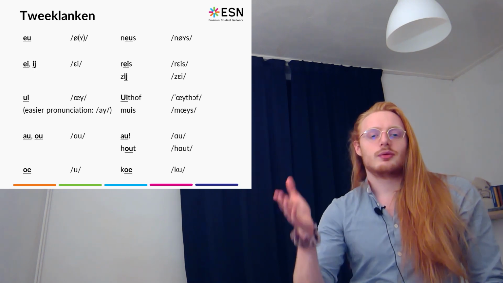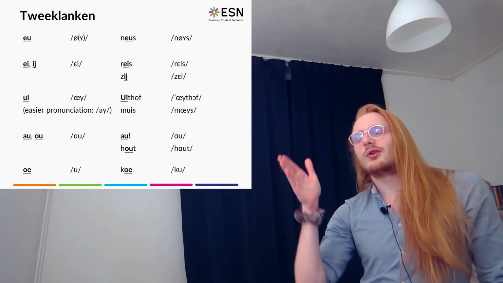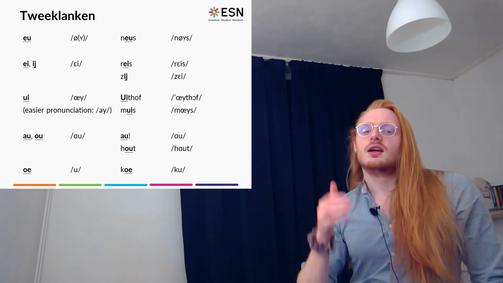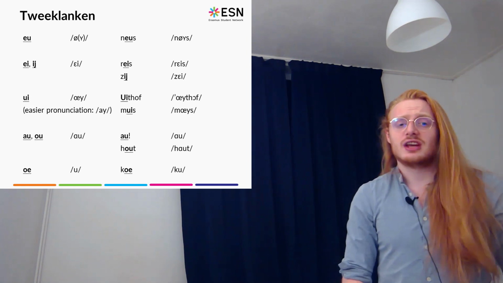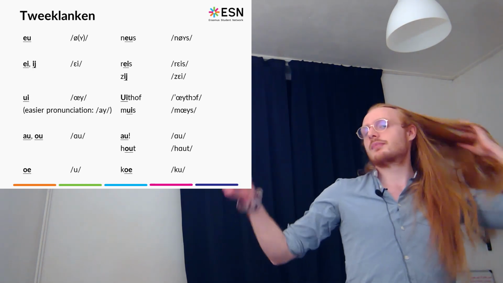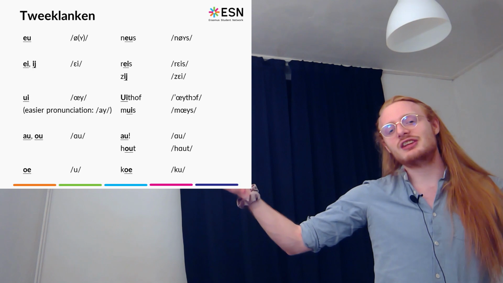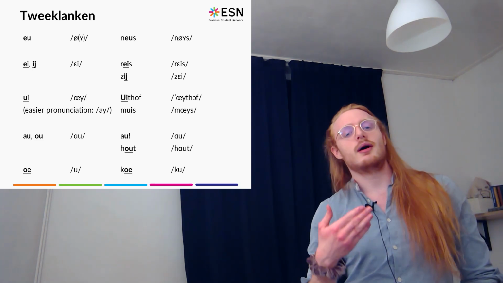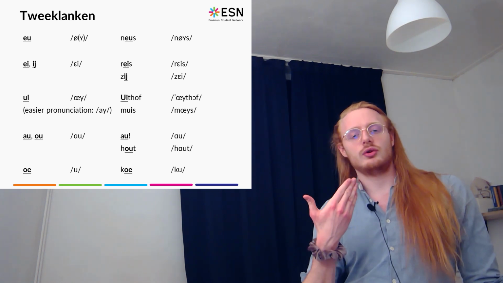The next sound, which is written as EY or IJ, is pronounced as I. These are written differently, but they're pronounced the same always. There's no difference in pronunciation at all. So this is pronounced as reis and zij. And how do you make this sound? That is by starting at A and going to E.